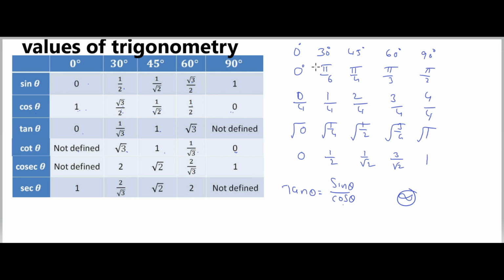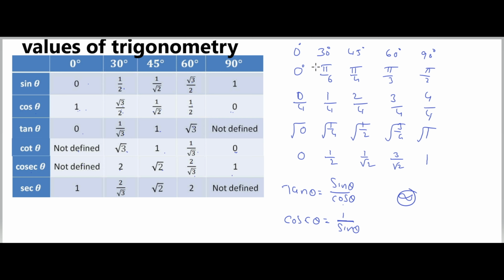And cosec theta. Cosec theta is equal to 1 by sin theta. Take the values of sin theta in reverse, we get cosec theta values. Sin theta values are 0, 1 by 2, 1 by root 2, root 3 by 2, 1. So 1 by 0 is not defined, 1 by 1 by 2 is 2, 1 by 1 by root 2 is root 2, 1 by root 3 by 2 is 2 by root 3, 1 by 1 is 1. So therefore cosec 0 degrees is not defined, cosec 30 degrees is 2, cosec 45 is root 2, cosec 60 is 2 by root 3, cosec 90 is 1.